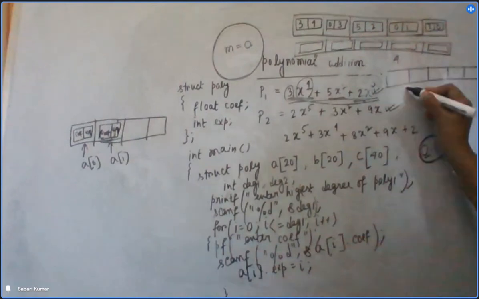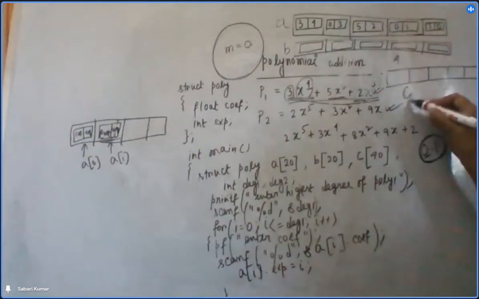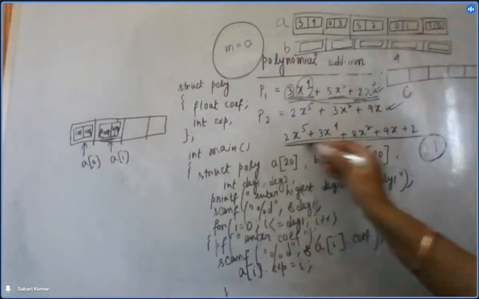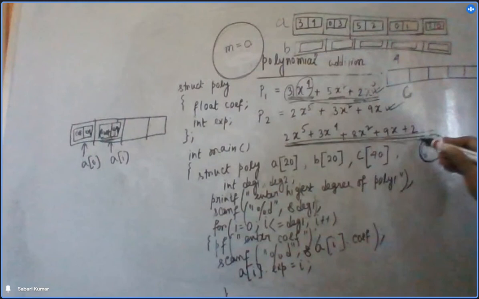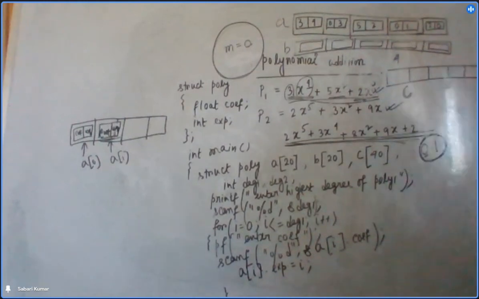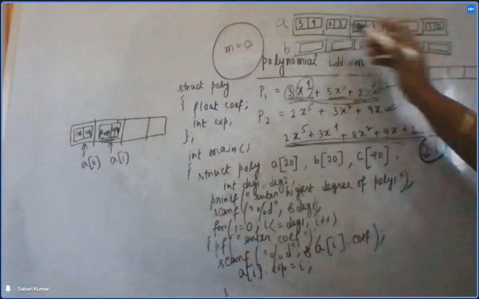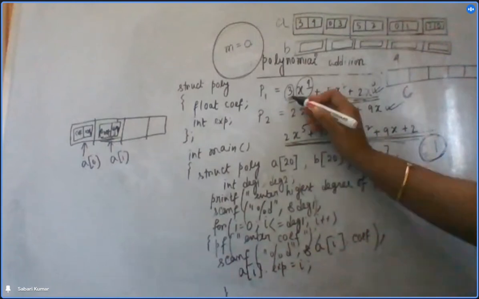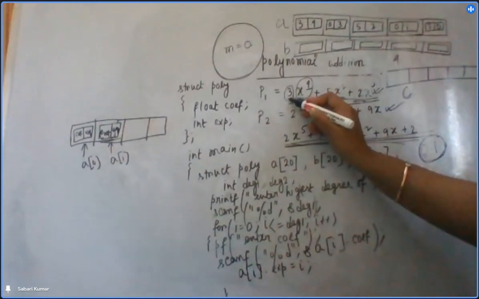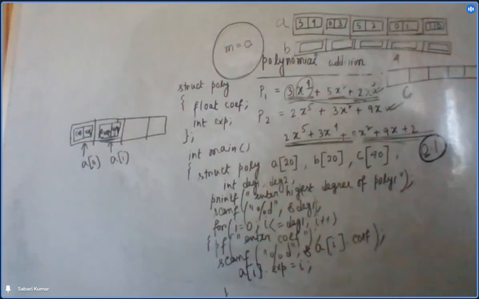The resultant array C that will be created, this is A, this is B and this is C, that is the resultant array. When this thing will be created, you have to go for this part and for this part. For example, it can happen that you start from this one and from this one too, and you compare the two. Exponent by exponent will be compared.